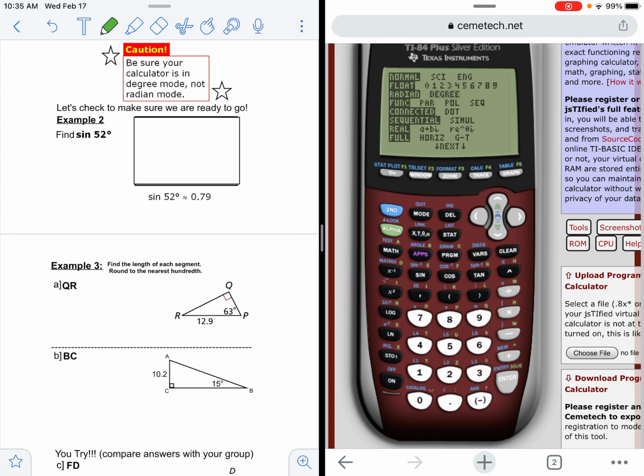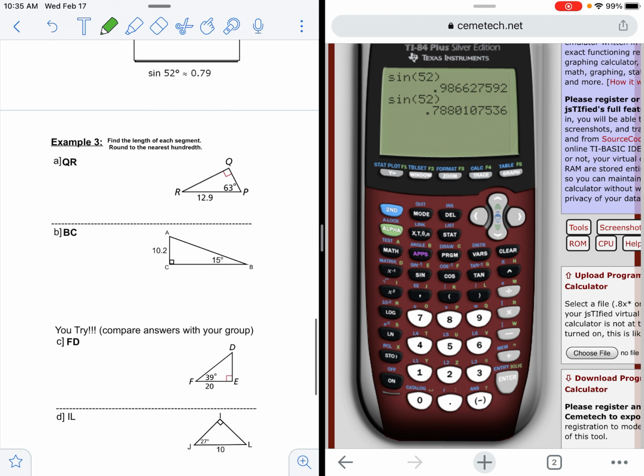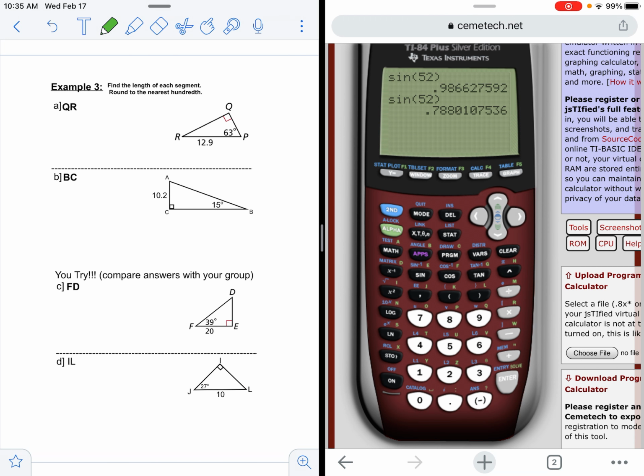So you're going to hit the mode button. The third option down is radian or degree. I'm in radian mode. I need to switch it to degree. And then I can hit quit, and I can try again. Sine of 52, hit enter, and now it's 0.789. It is in degree mode now. It will stay in degree mode until you take out your batteries or change the batteries or change it back to radian mode.